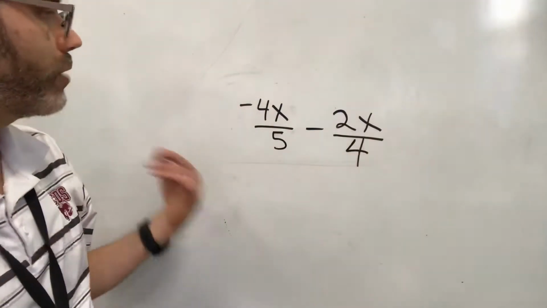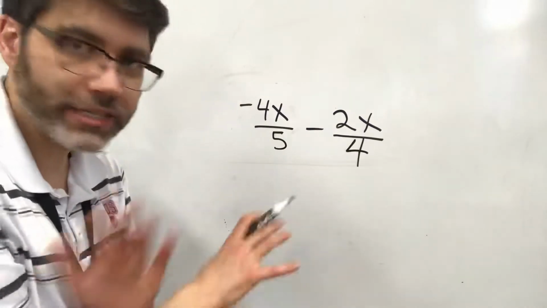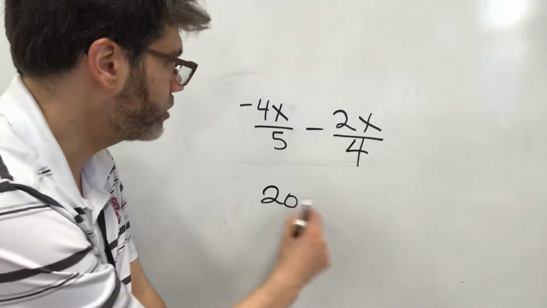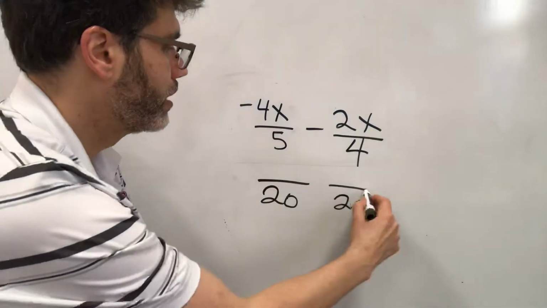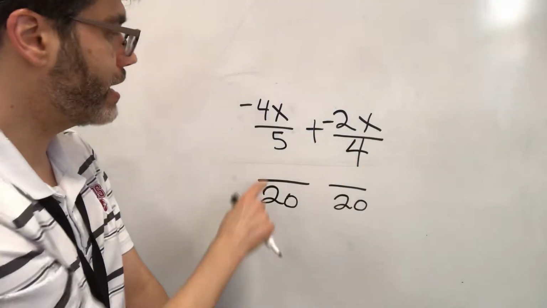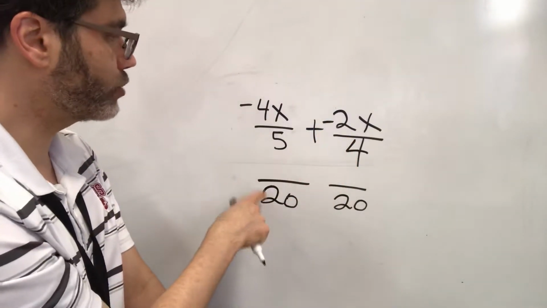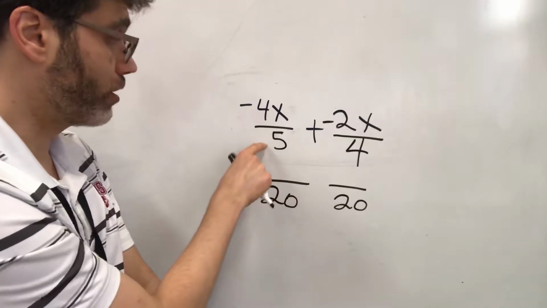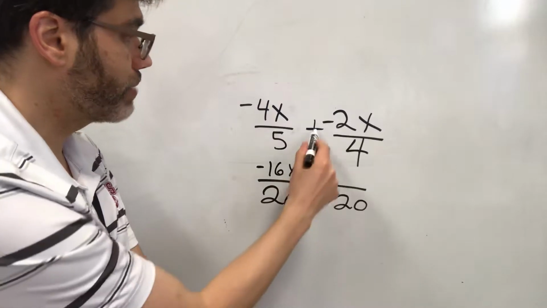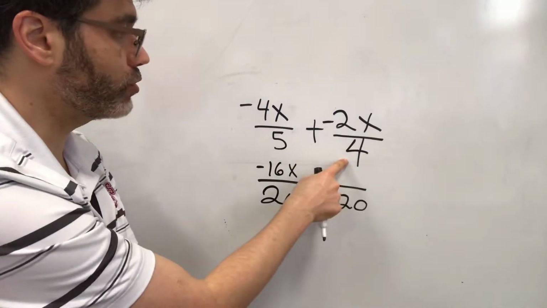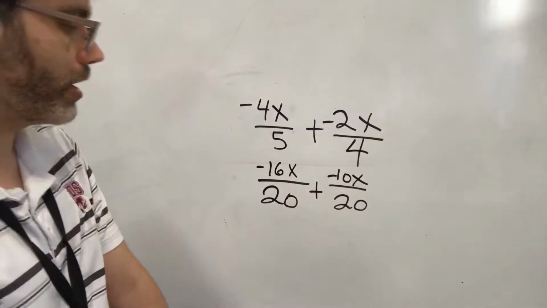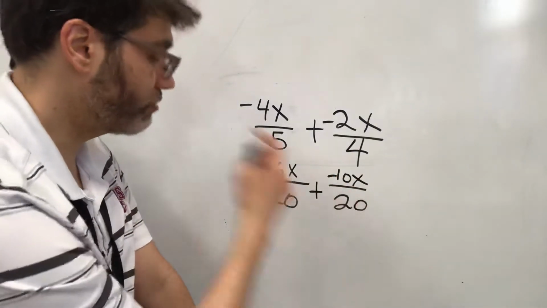Okay, so again, we're going to do everything like we did in the last problem, except we have some variables, but we still need common denominators, so 20 is going to be the common denominator. There's a subtraction sign here, so I'm going to turn that into a plus negative. I multiplied 5 times 4 to get 20, so I'll multiply 4 by negative 4x up here to get negative 16x. Bring down the plus, and then 5 times 4 is 20, so 5 times negative 2 is negative 10x. All right, so now we're going to add these two fractions.